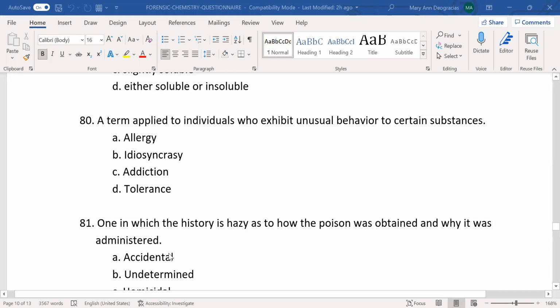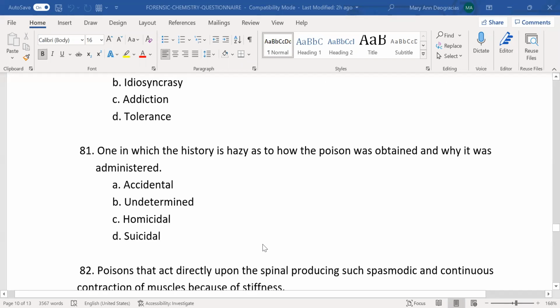81. One in which the history is hazy as to how the poison was obtained and why it was administered. Hindi maintindihan kung bakit. Which is the best or the correct answer? A, accidental. B, undetermined. C, homicidal. D, suicidal. Undetermined ang sagot. B, bravo.